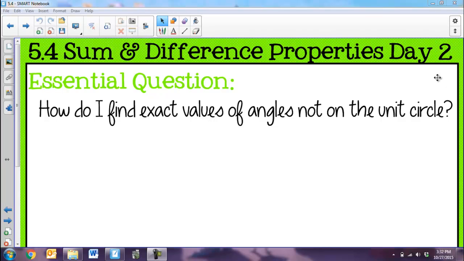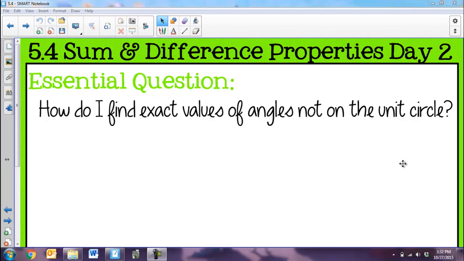Hello, today we are going to be continuing our sum and difference properties. There's a lot of different applications where we can use those composite argument, the sum and difference properties, in order to help us find exact values. So we're going to ask, how do I find exact values of angles not on the unit circle?